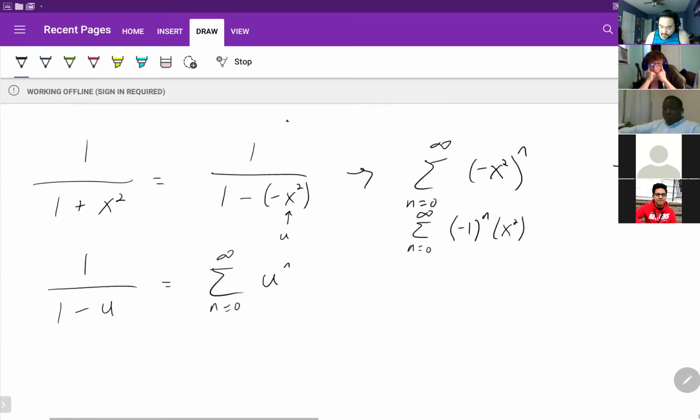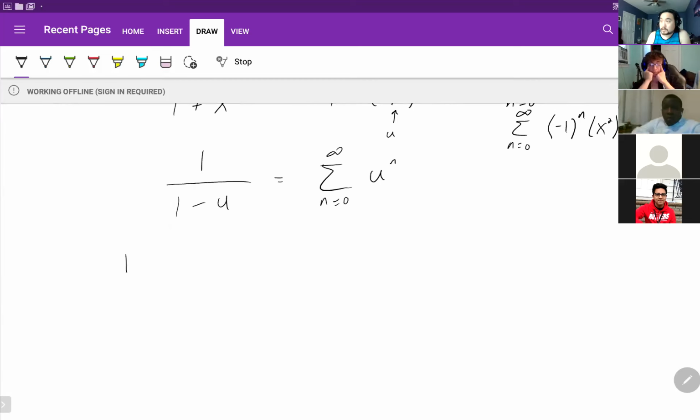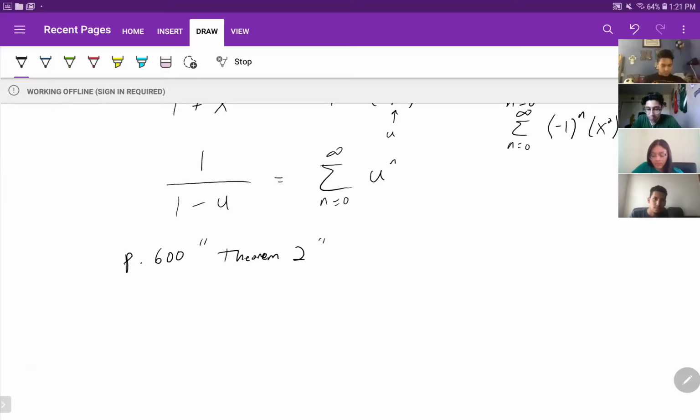Okay, there's a theorem. It's on page 600. This is the PDF page. It's labeled theorem 2, and it basically just states that you can derive and integrate power series because they technically represent functions, right? You can derive and integrate power series.